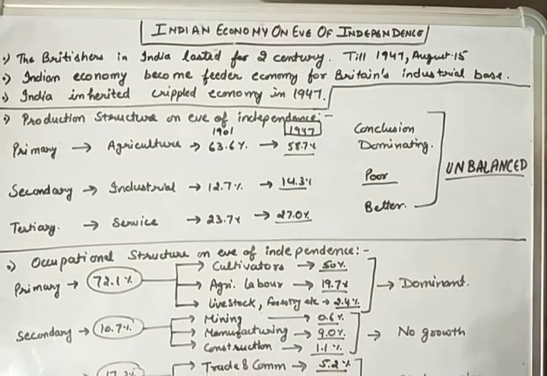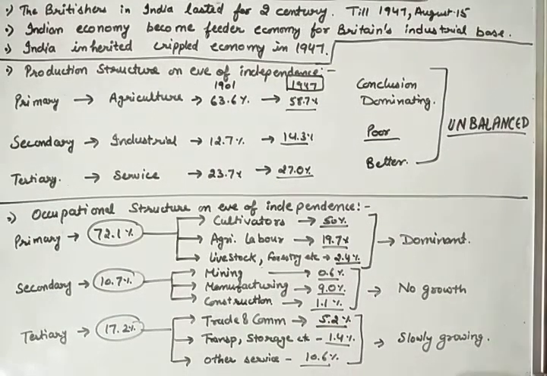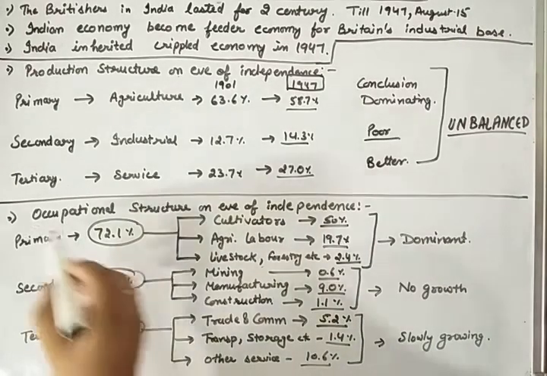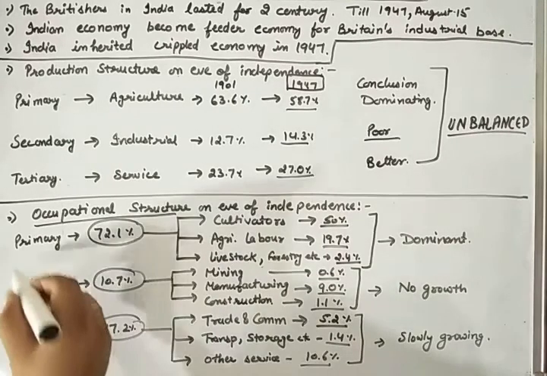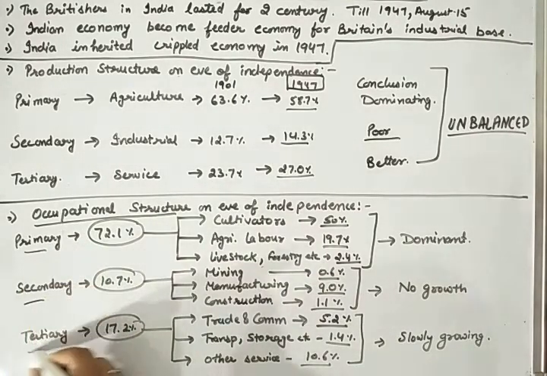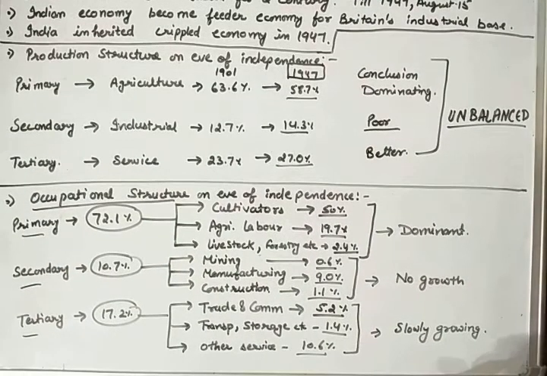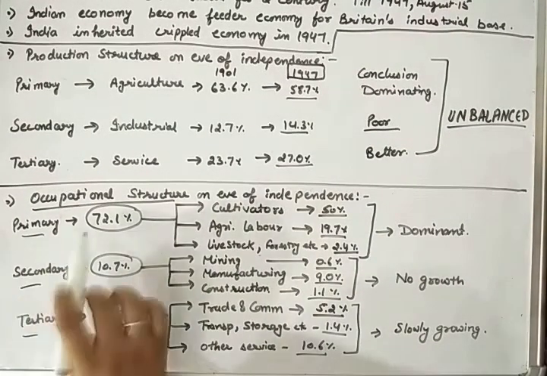Next is the occupational structure of Indian economy on the eve of independence. Now what does occupational structure mean? Basically, occupational structure means how much labor, how much workforce is engaged in one particular sector. Now we are going to study how many persons were doing work in primary sector, how many in secondary, and how many in tertiary sector. So let's firstly talk about primary sector.